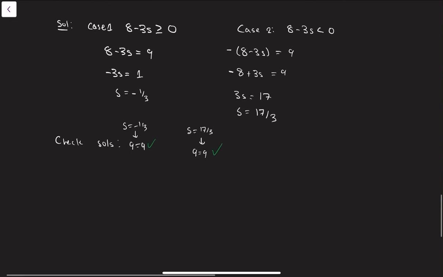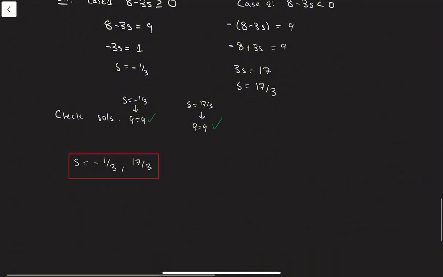So s equals negative 1 over 3, 17 over 3. I really stress checking over your solutions in the end, because sometimes you will get extraneous solutions, and you'll need to exclude them from your solution set.